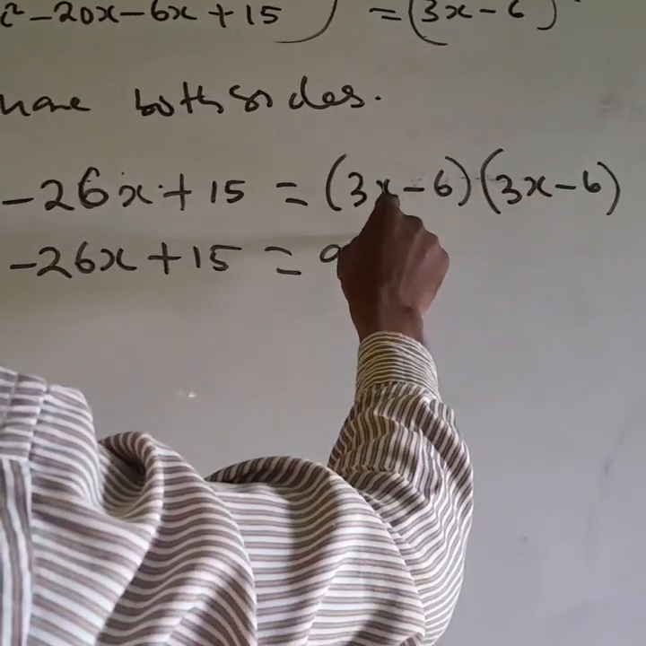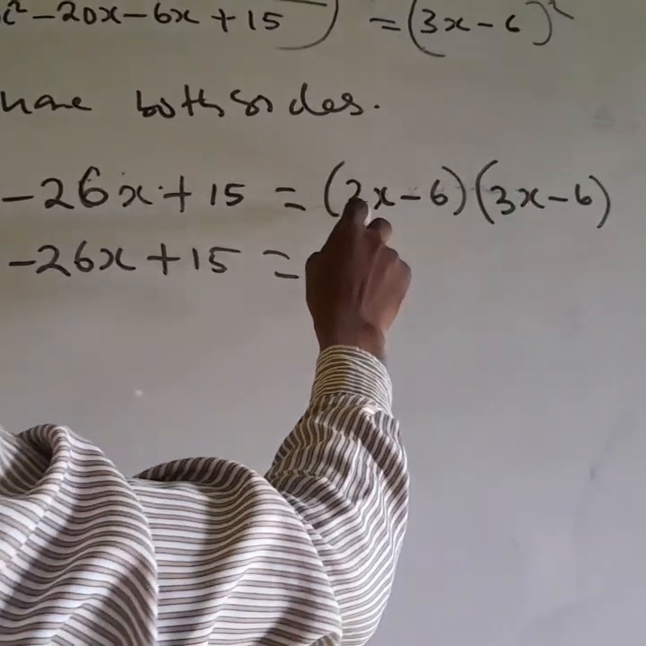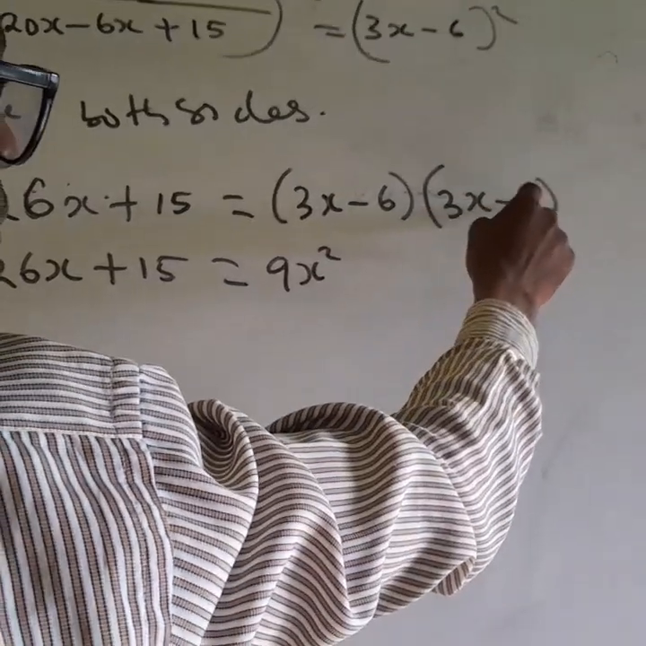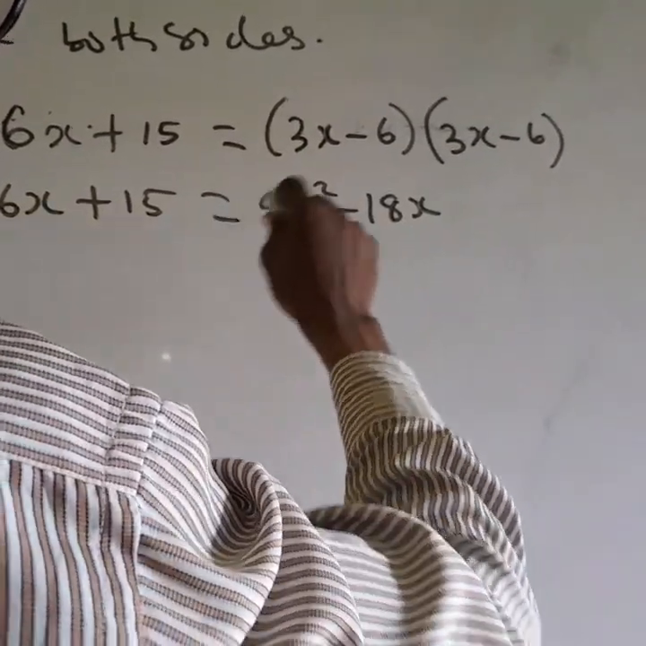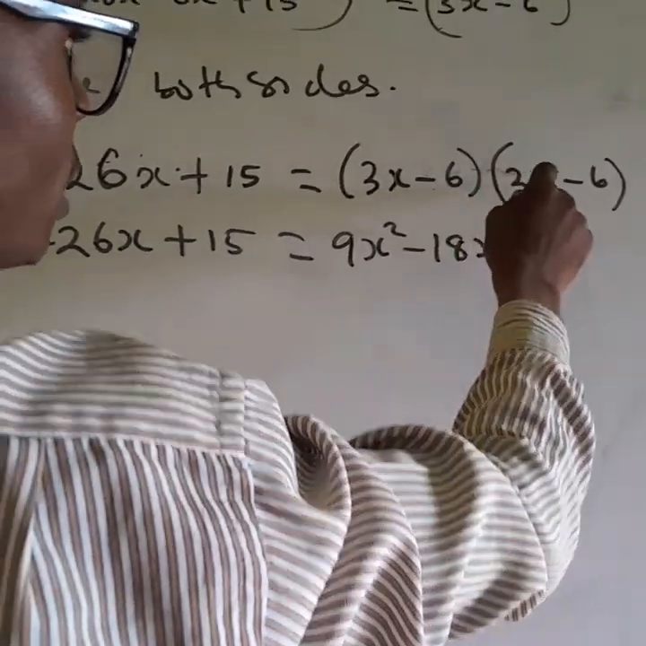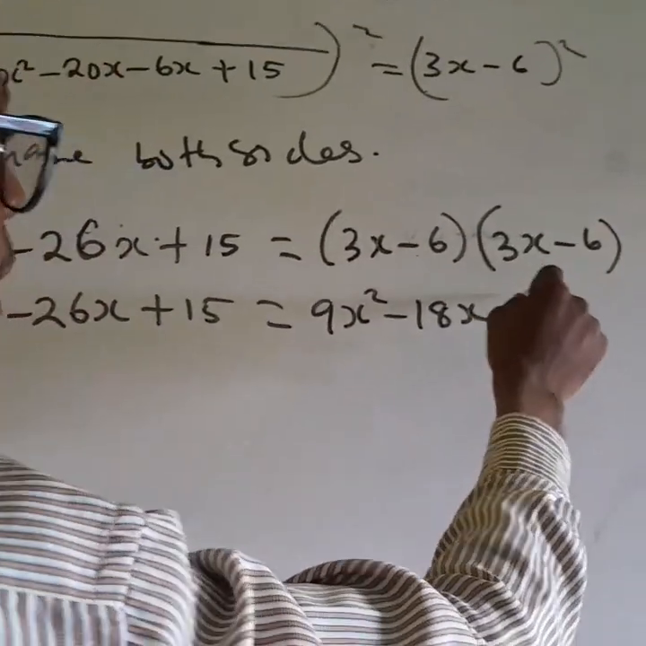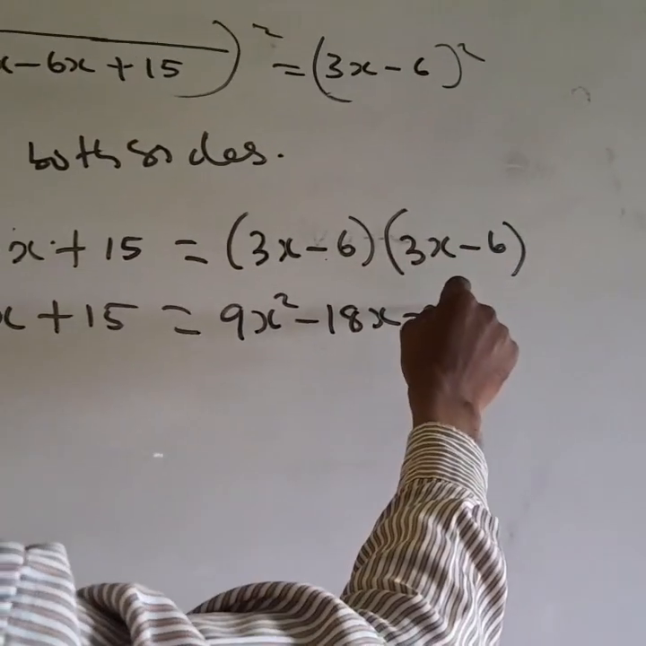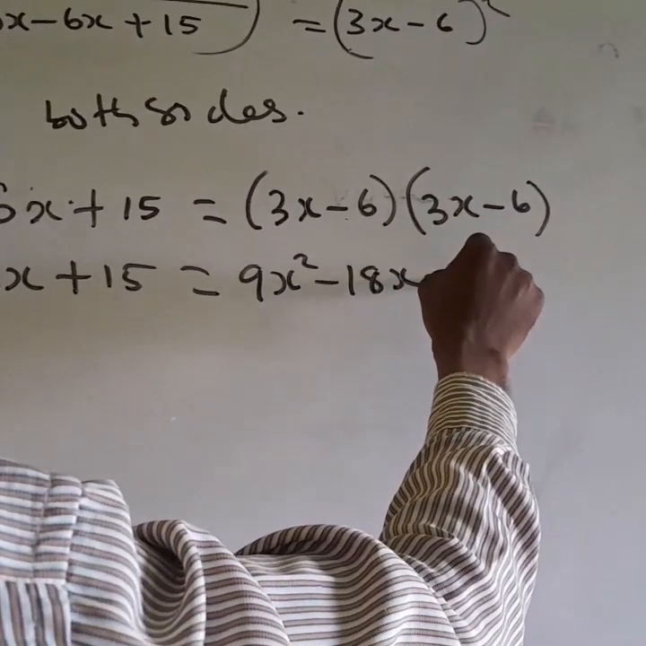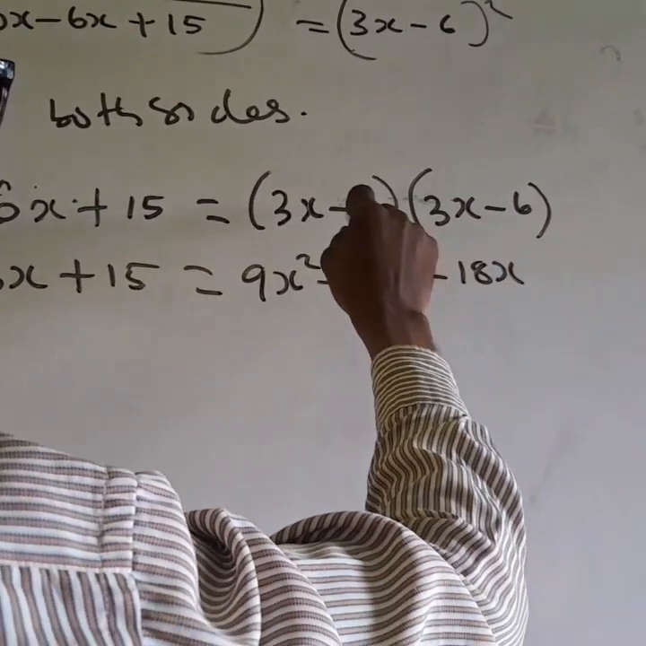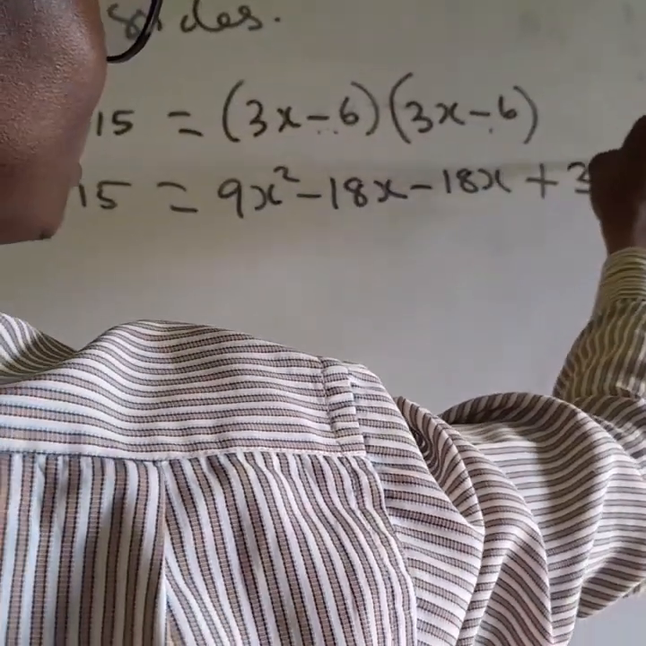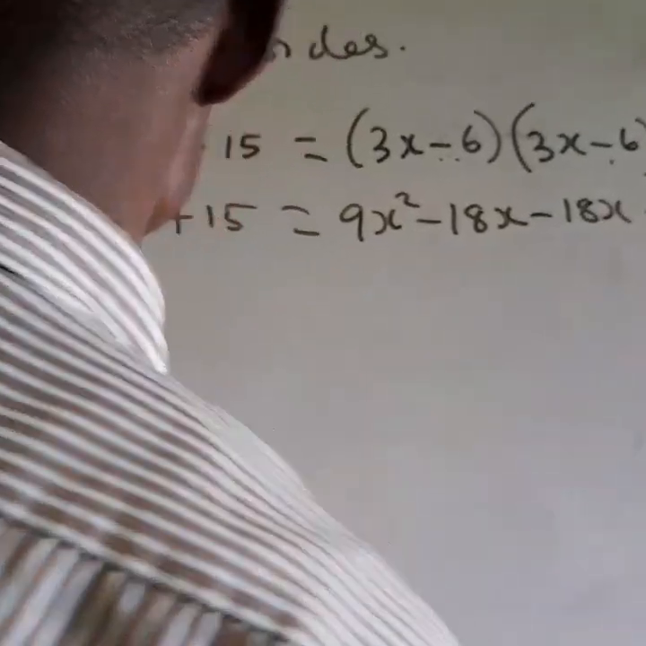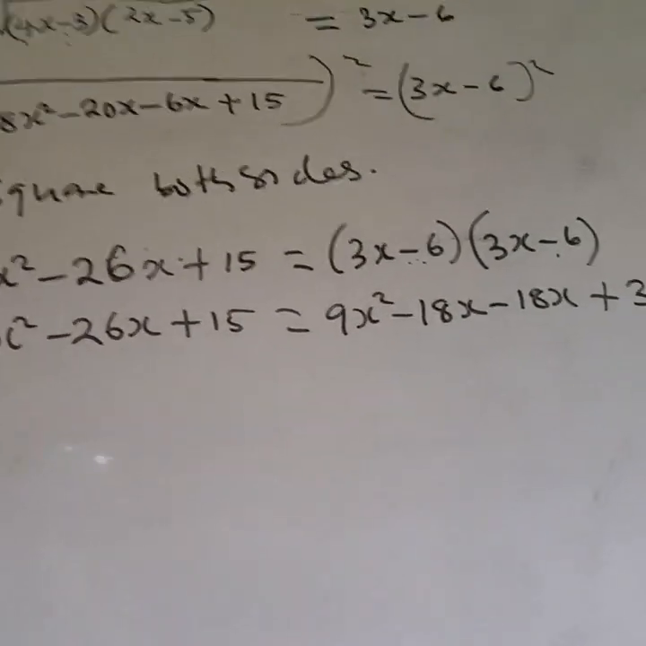3x times 3x will give us 9x squared. 3x times minus 6 will give us minus 18x. Minus 6 times 3x will give us minus 18x. Minus times minus is plus, so this time this will give us 36. So we now collect like terms.